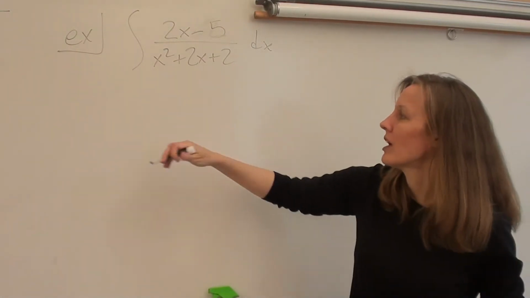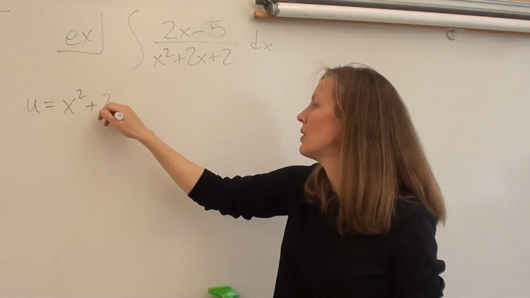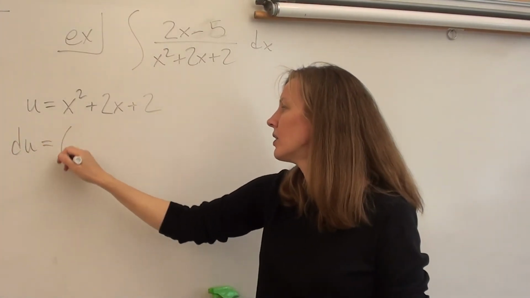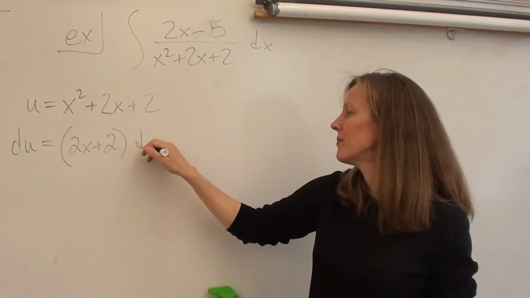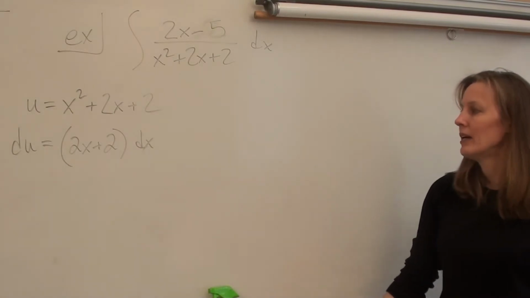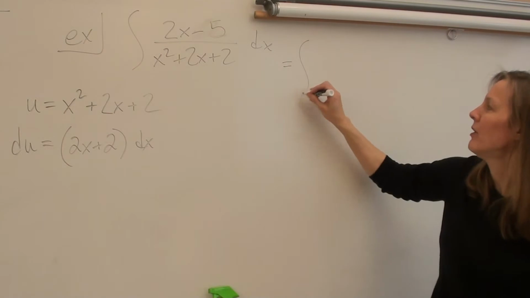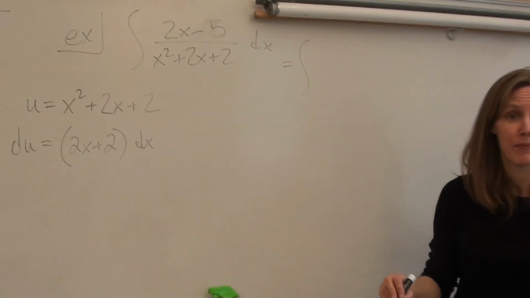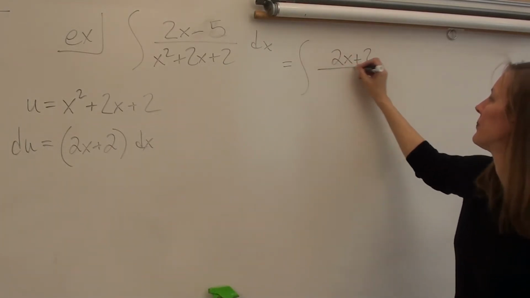So let's do a u-sub and see what happens. Our u is going to be the bottom, x squared plus 2x plus 2. And what's our du? 2x plus 2 dx. Well, I don't have 2x plus 2, but I want 2x plus 2, right? So I'm going to make this problem become a 2x plus 2.